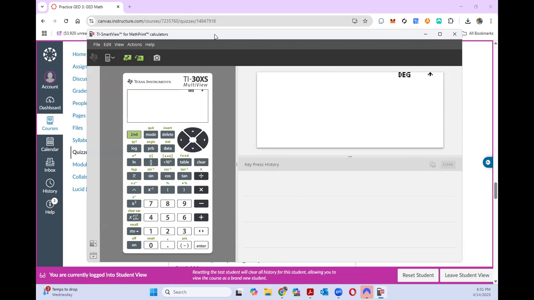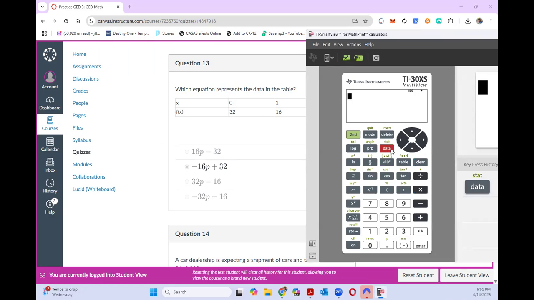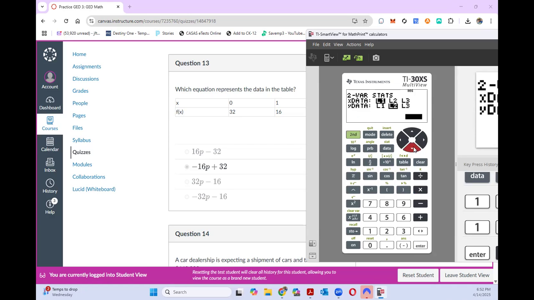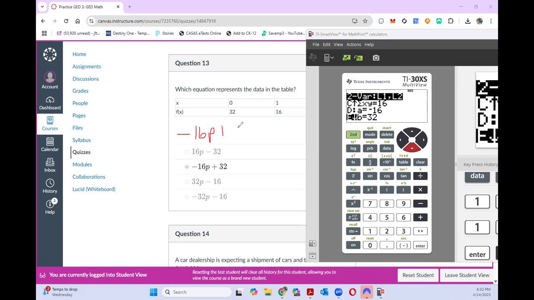Don't waste time. If you got 2 points, hit my data, clear that out. My X's are 0 and 1. 0, enter, 1, enter. Hit my right arrow. I got 32, enter, 16, enter. Second, data, two variable, calculate. Let me go down to my A and B for my slope and my y-intercept. My slope is negative 16. My y-intercept is 32. So negative 16p plus 32. Got that right too.